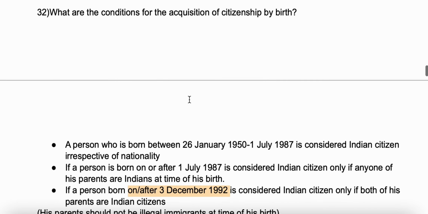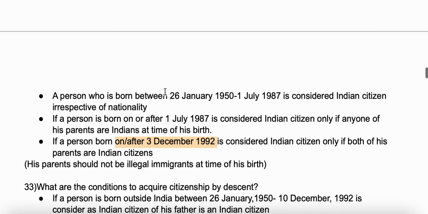So, under acquisition of citizenship by birth, if a person is born between January 26, 1950 to July 1st, 1987, irrespective of their parents' nationality, that person will be given Indian citizenship. So, if a person is born on or after 1st July 1987, then any one of his parents should be an Indian citizen.